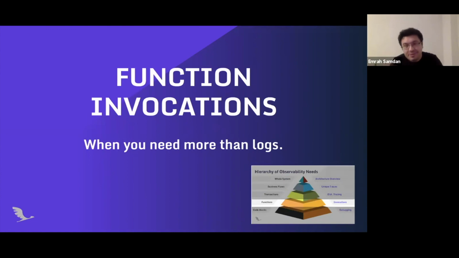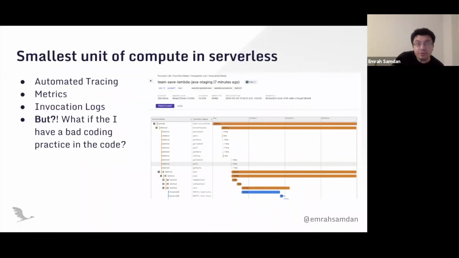The second one, not the last, is the function invocations. Every function in your architecture, your Lambda functions, has several invocations, and using that, you can try to understand every unit of compute in serverless. So you need to have tracing not only for the AWS calls or HTTP calls, you can also have tracing for method calls.